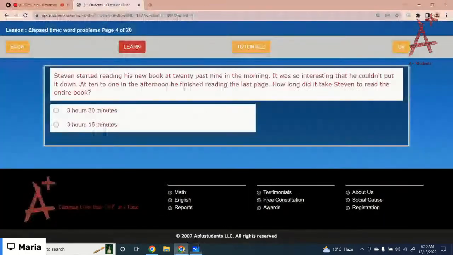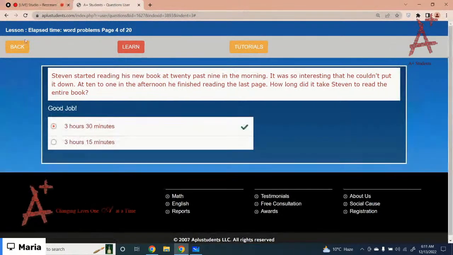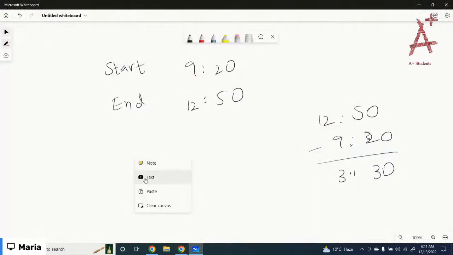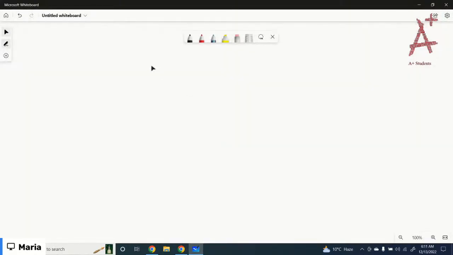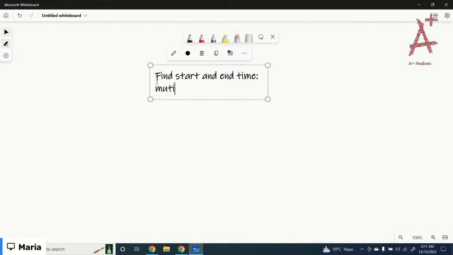Okay, you can complete the test by yourself later today. Let me just move on to the next topic. The next lesson is find start and end time multi-step word problems. Let me write down the lesson name: find start and end time multi-step word problems.